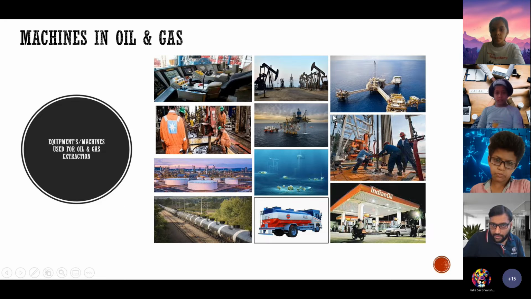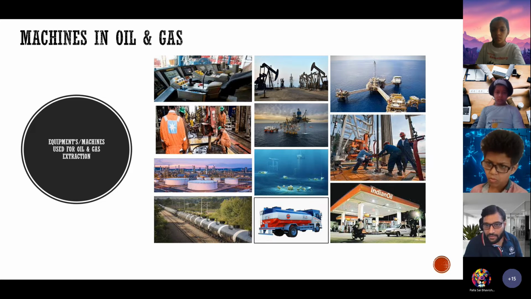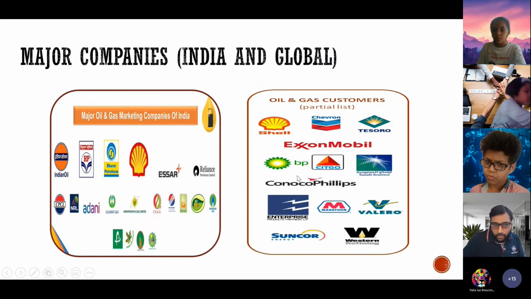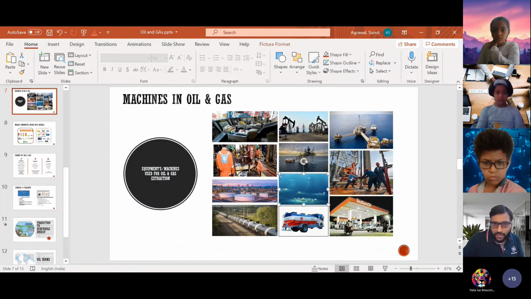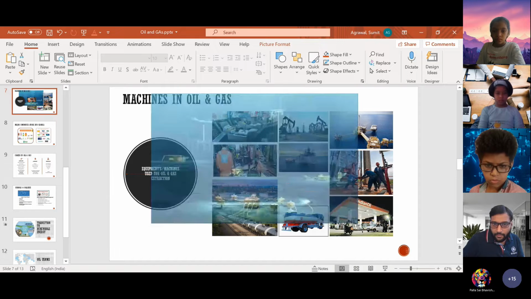These two pictures show platforms which are built on the sea. I had told you that oil can be extracted from underground, and underground could be under the sea. So humans have made platforms on the sea, and let me quickly show you. If you see this picture, I'll quickly enlarge it.